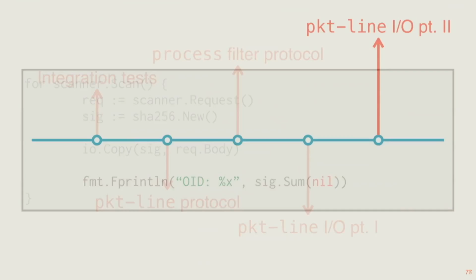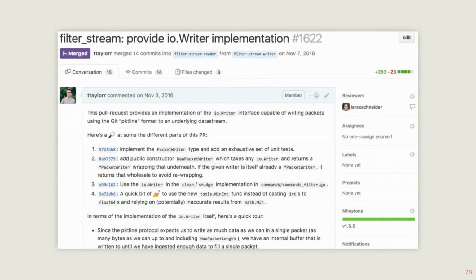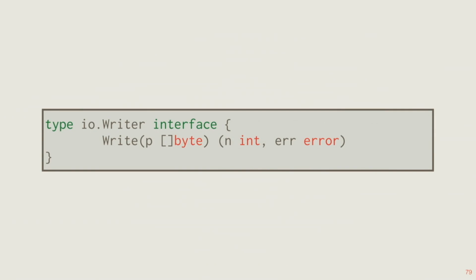of that file. The last step, and a natural complement to this reader, was an I/O writer. And this is the pull request that implemented it. The interface is fairly similar. It contains one method, write, that has the same signature, but the behavior is, of course, a little bit different. Instead of reading into p, you read out of p and into the underlying data stream, returning n, the number of bytes that you wrote, and any error if you encountered one.